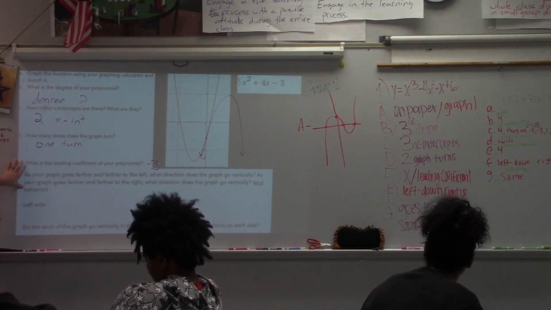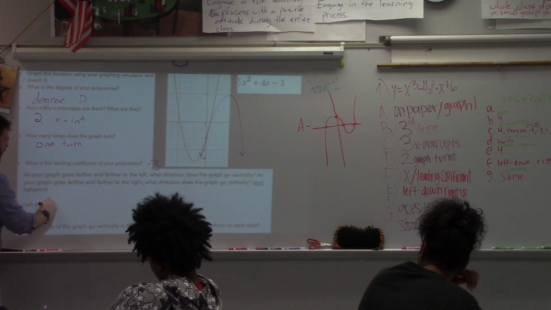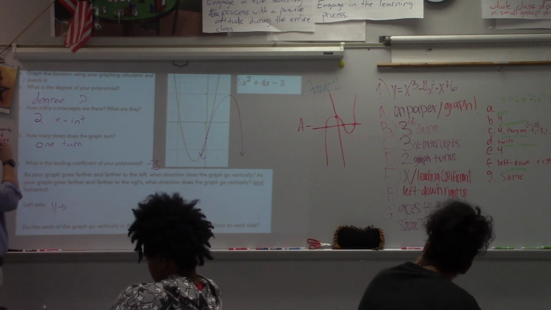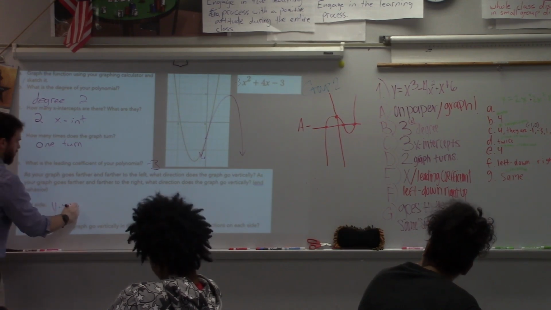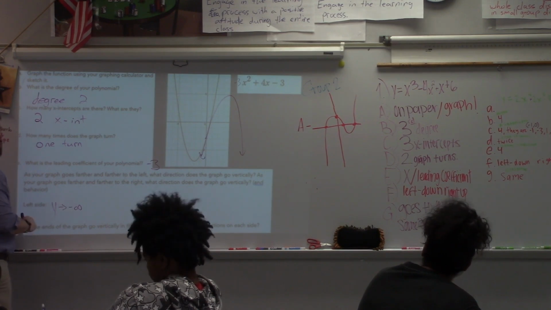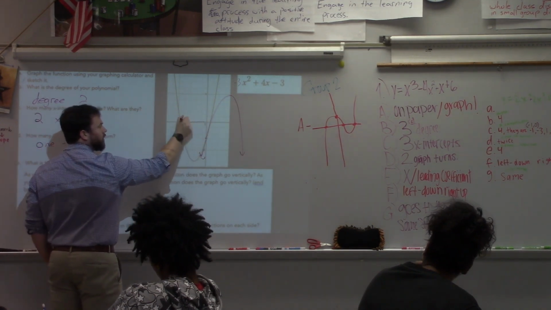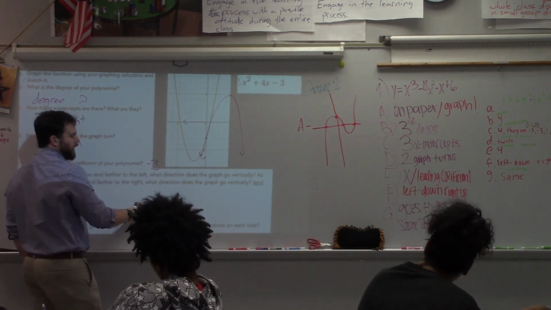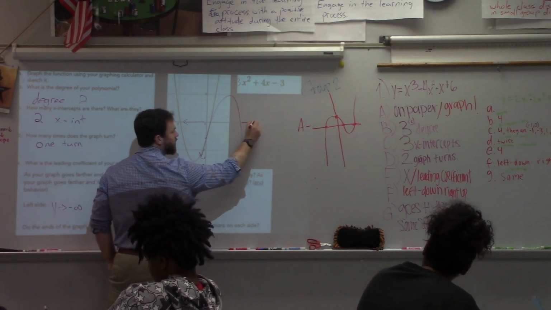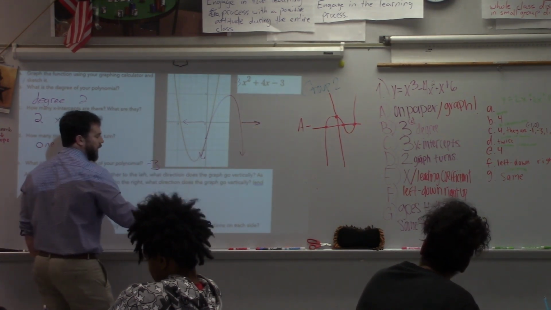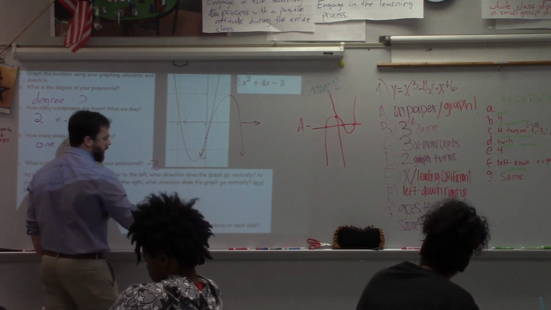So as your graph goes farther and farther to the left, what happens vertically? The left side, y is approaching what? Negative infinity. How do you know that? It's not going to stop going down, right? As we go to the left, it goes down. Right side, as it goes to the right, y is approaching negative infinity.